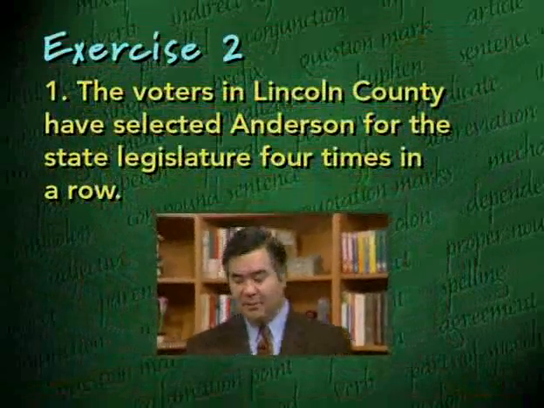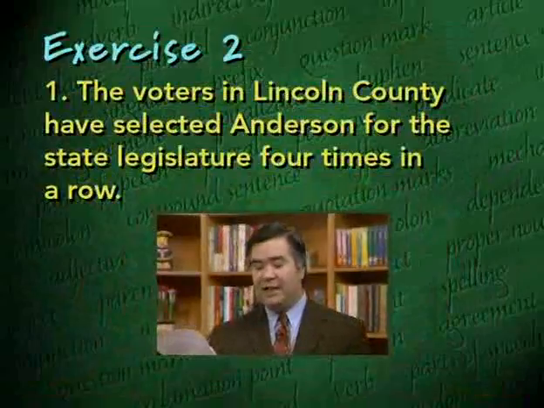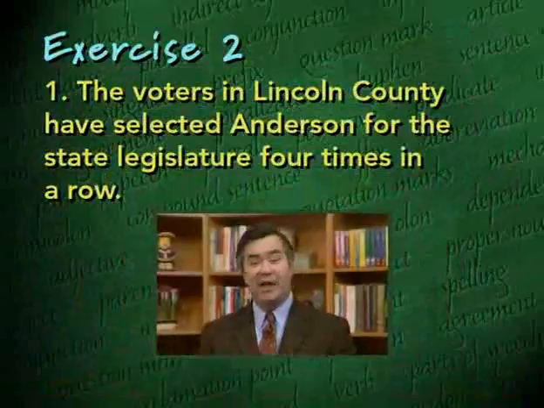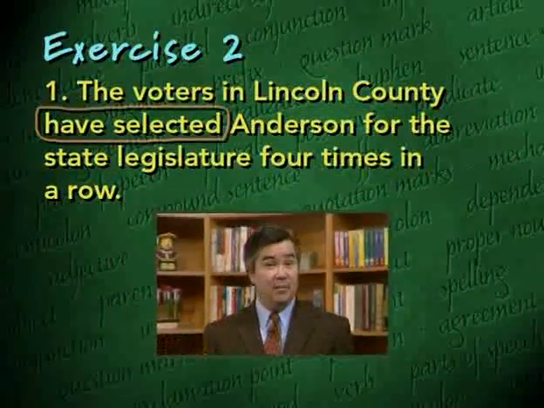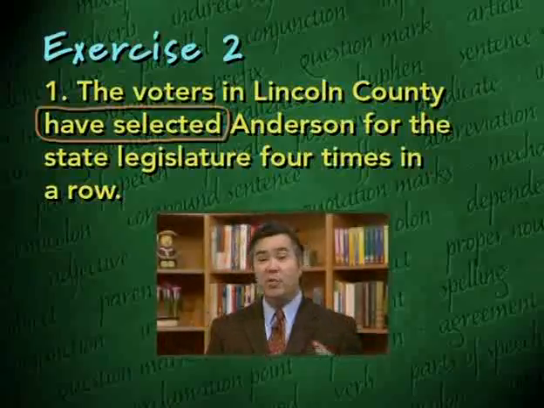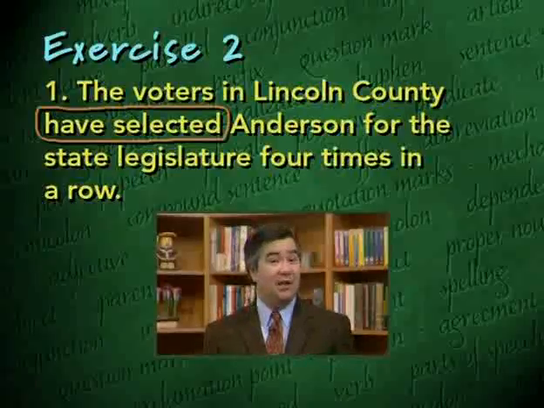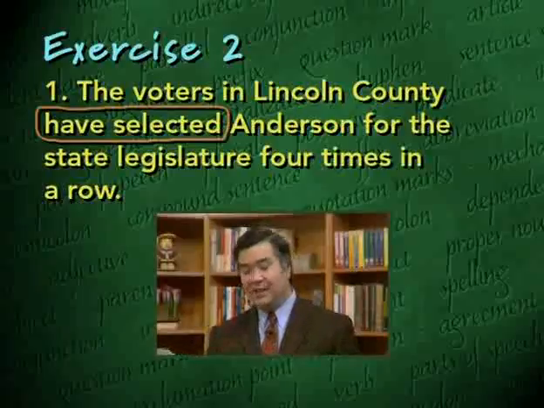Let's begin. The voters in Lincoln County have selected Anderson for the state legislature 4 times in a row. Let's begin by finding the verb in this sentence. The verb is have selected. Remember that some verbs contain more than one word, in which case we refer to it as a verb phrase. In this sentence, have selected is the verb phrase, which gives the action to the sentence.